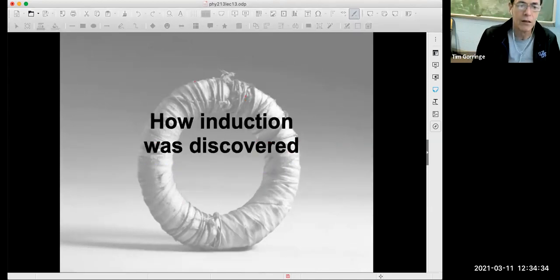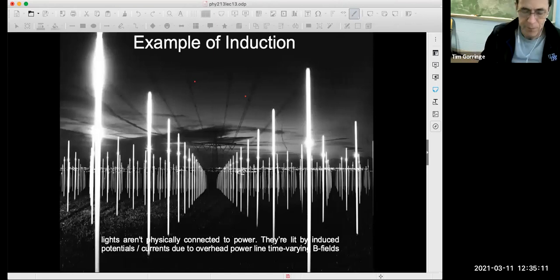You might wonder, this is not a donut that keeps appearing in my overheads. I didn't go to McGee's or Dunkin' Donuts and take a picture of a donut. This is a coil of wire, many turns of wire. And it's a historic coil of wire because it's Michael Faraday's coil of wire that he discovered electromagnetic induction with. So that's why I'm using this picture. It's not that I like donuts. I mean, I like donuts, but that's not the reason.